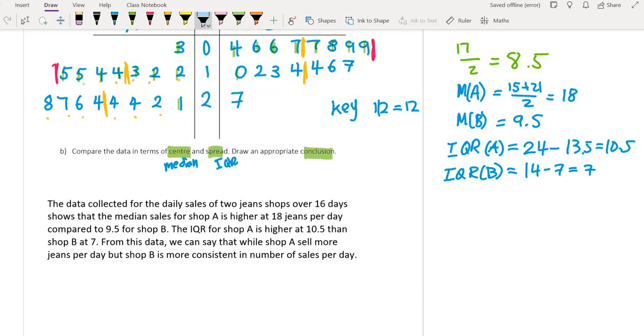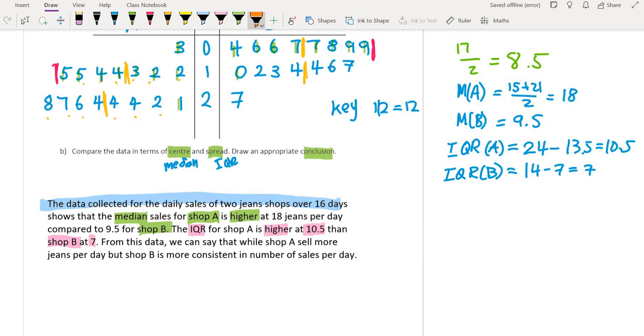So we talked about the context of the data briefly here, and then to compare the center, we are using the median because the data is skewed, and we're using words that compare. So shop A has a higher median at 18 jeans per day compared to 9.5 for shop B. And then for spread, we're using IQR again for this skewed data, and we're saying it's higher than shop B at 7. And then finally we have the conclusion.